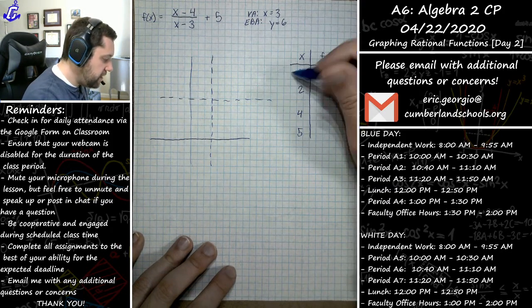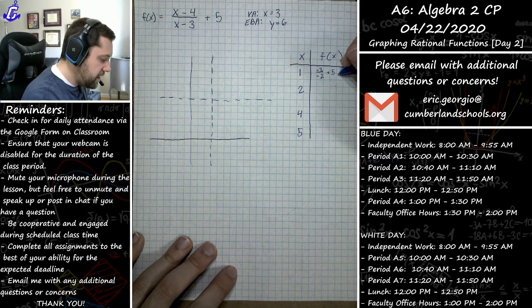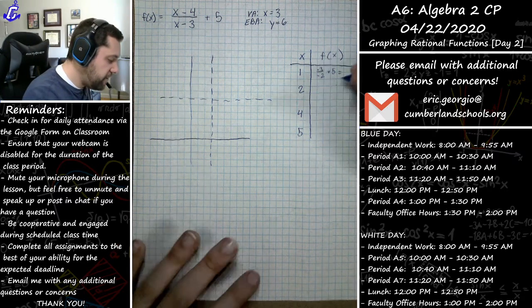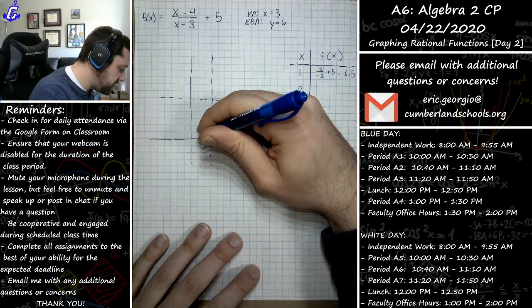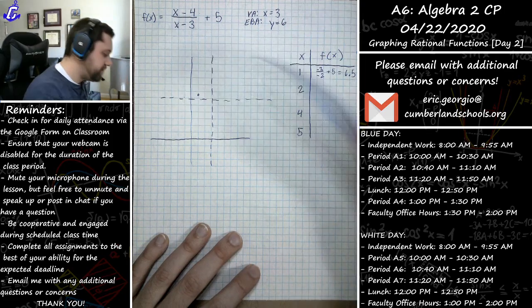In the denominator, 1 minus 3 is negative 2, and then plus 5. So I have negative 3 divided by negative 2 is positive 1.5, plus 5 is positive 6.5. So it looks like I got a point at 1 comma 6.5. That's 1, 2, 3, 4, 5, 6 and a half.